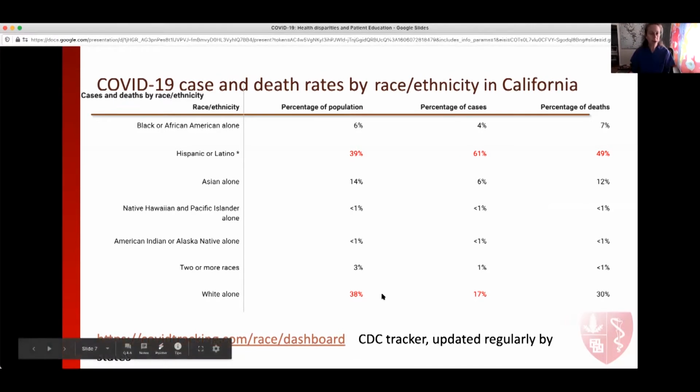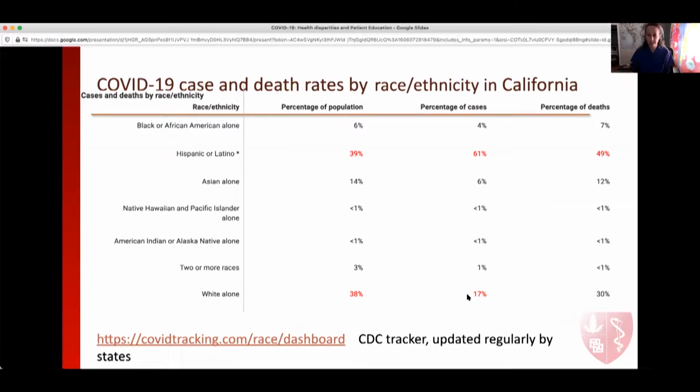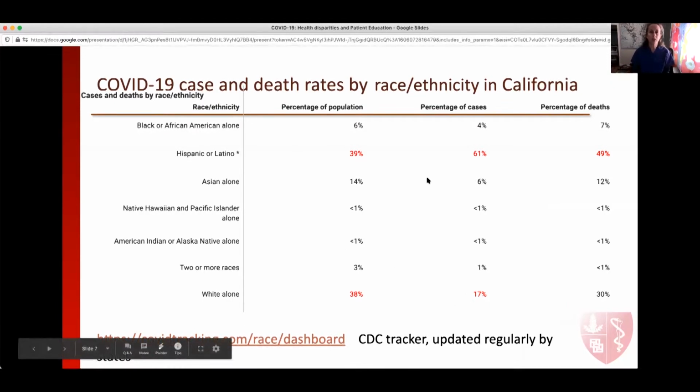We see the opposite pattern in whites. Whites make up a similar percentage of the population in California as Latinos, but represent only 17% of the COVID-19 cases in California. The rates in other ethnic groups are too low at this time to draw strong conclusions.